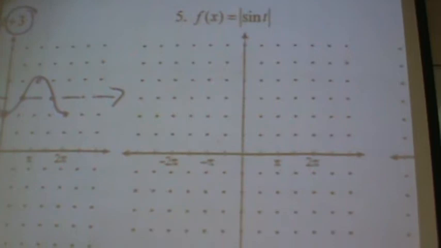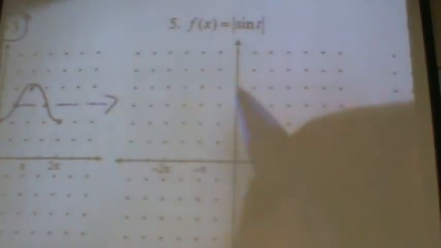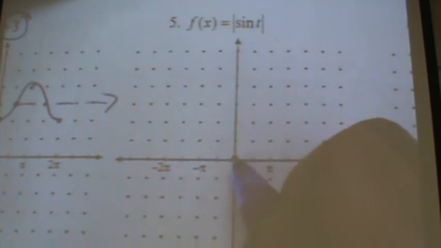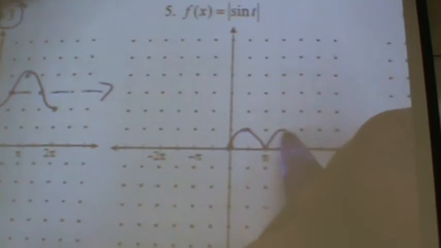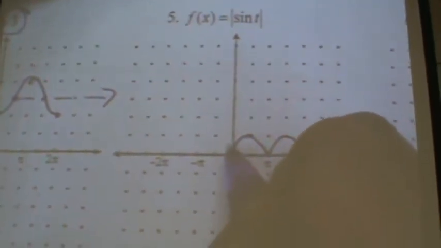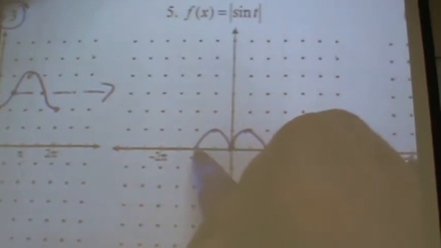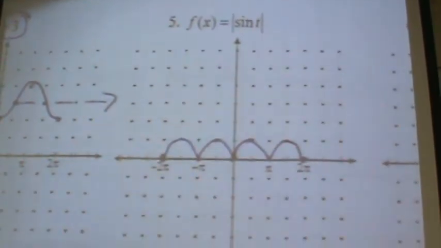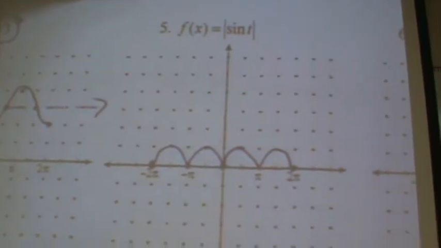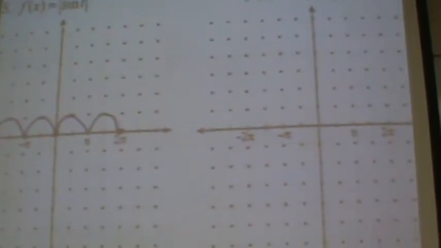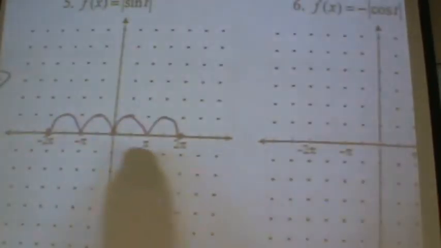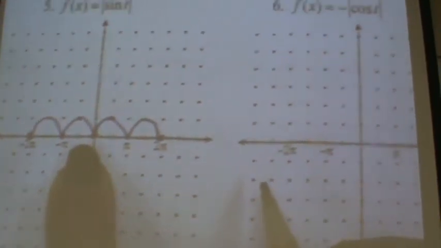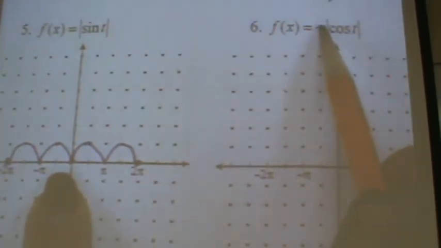Number 5, we just did this one in our notes. What does the sine curve look like? It starts here at the origin and it goes up and down. That. And then they want you to do the other way. Now, normally this cosine one, the difference between the sine absolute value and the cosine, I'm going to show you, I'm going to do this one without the negative. Ignore that negative for a second.